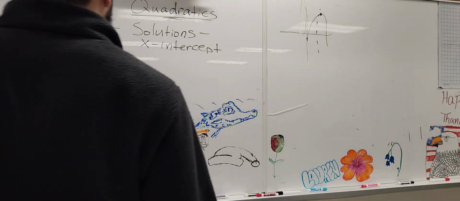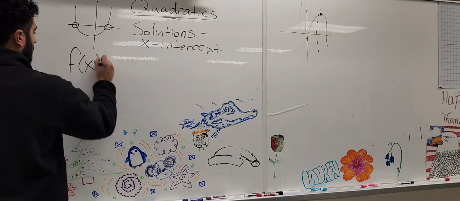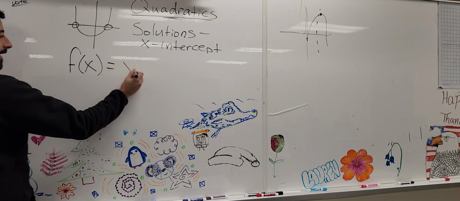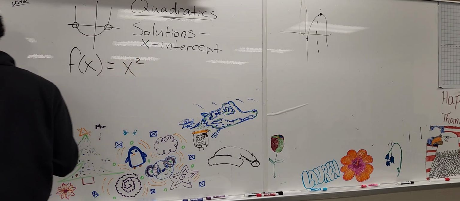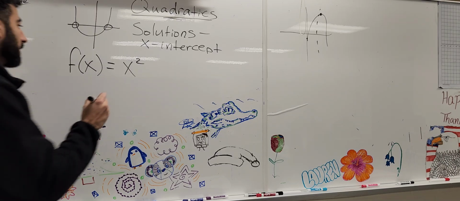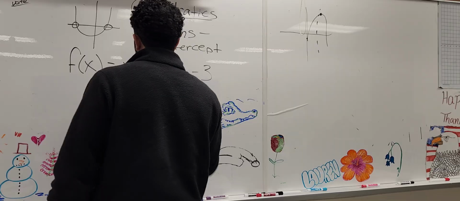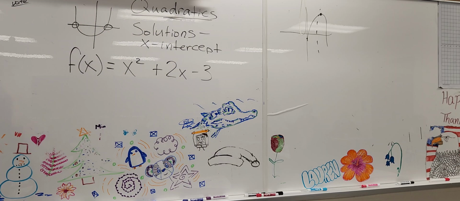All right, so let's look at an example. Let's use the graphing calculators for this. The example is f(x) = x² + 2x - 3. The very first thing I want you to do is put that into your graphing calculator. This shouldn't be too bad.